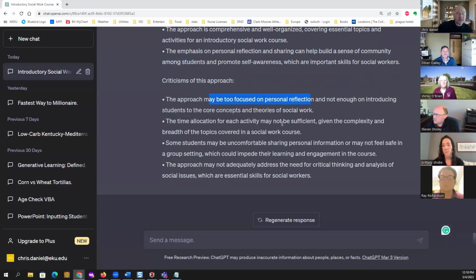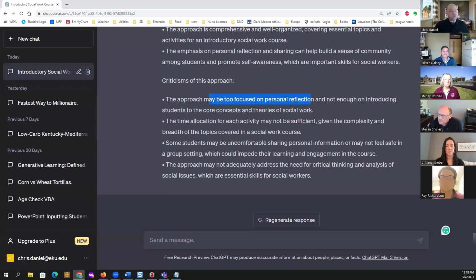The time allocation may not be sufficient because social work's pretty complex. A lot of what we study is pretty complex. Some students may be uncomfortable sharing personal information, and the approach may not adequately address the need for critical thinking and analysis. And Ann said, yes, I'm a fan, needs to be cited as non-scholarly reference. There you go. I agree too.